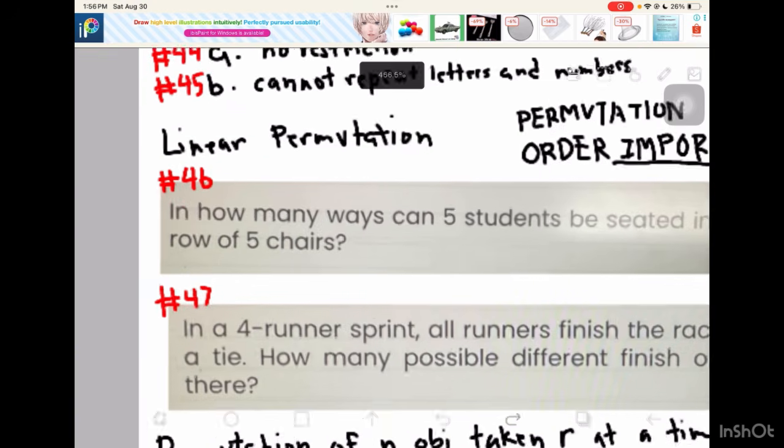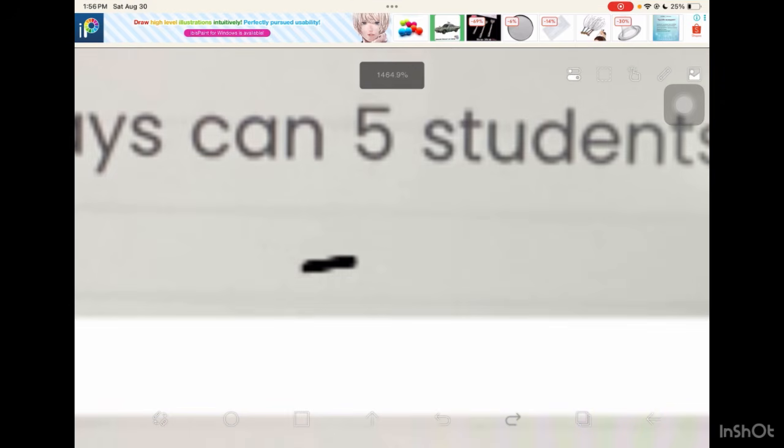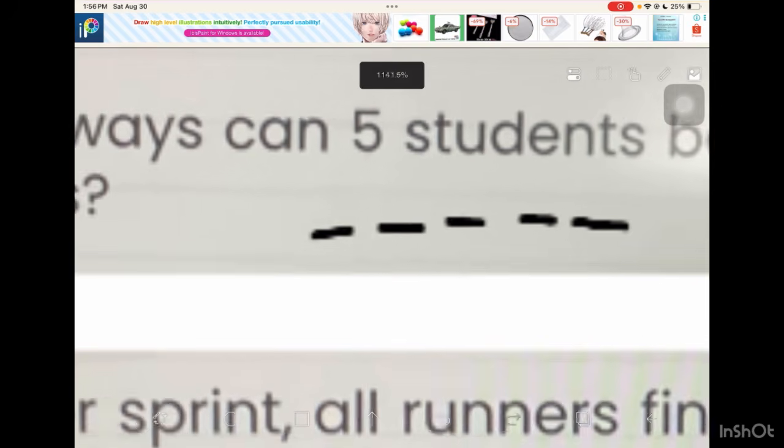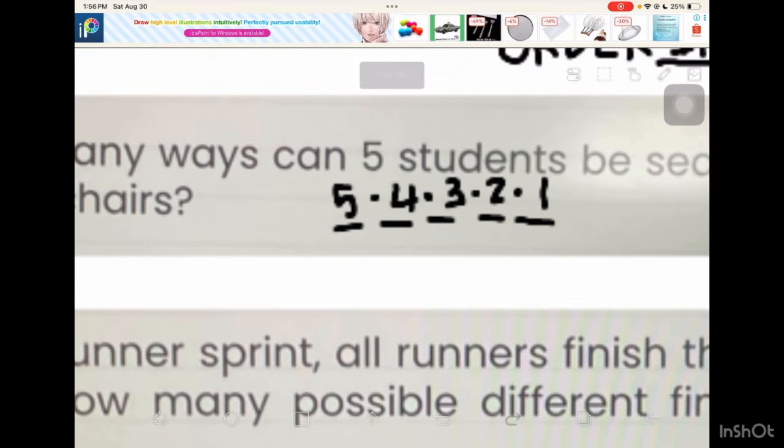In number 46, how many ways can 5 students be seated in a row of 5 chairs? So you have 1, 2, 3, 4, 5, and 5 students. For the first one, any of the 5 students can sit here, so 5. Times, for the second one, 4 students can sit here because one's already seated, times 4. For the third one, we have 3 students that can be seated because we already have 2 seated. 5 minus 2 is 3. Then we keep repeating until we reach the last one.